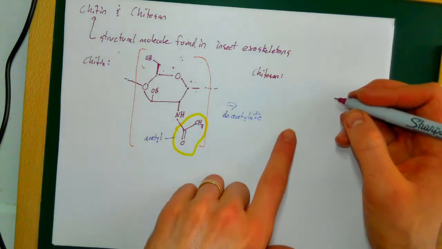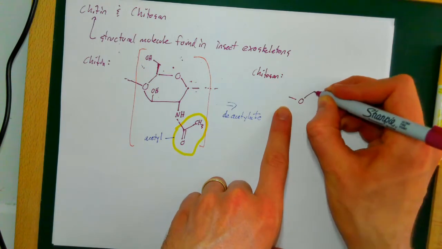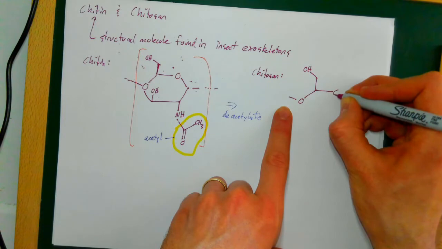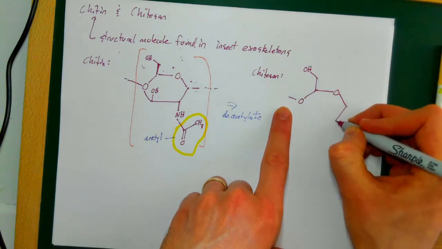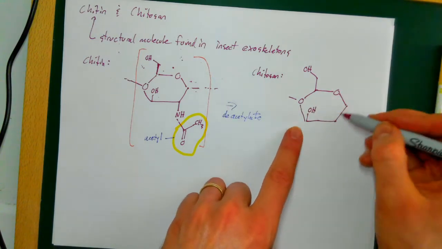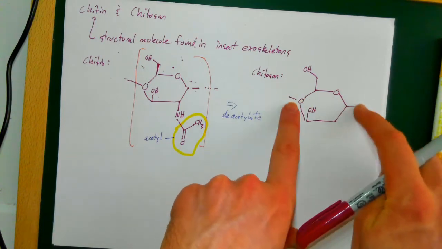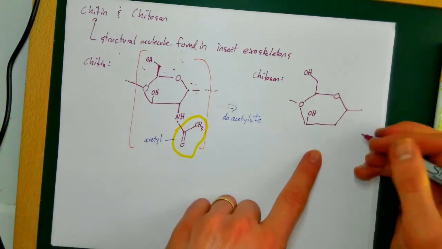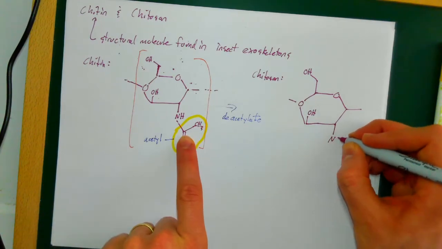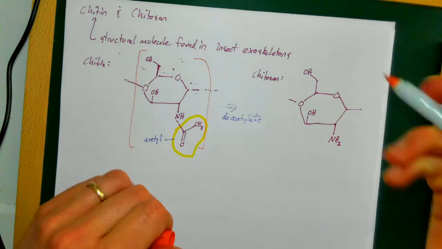And what does chitosan look like? Well, chitosan looks almost the same as chitin. The basic ring structure is unaffected. Its interactions with its neighbors are unaffected. But basically, instead of having this acetyl group, you instead just have NH2. And that's the repeat unit of chitosan.